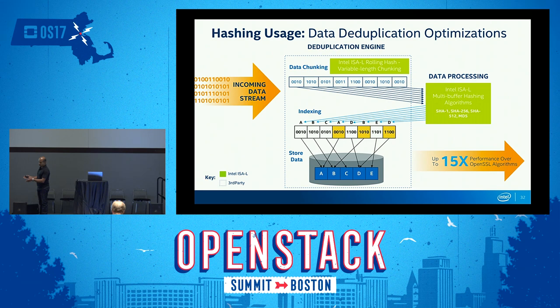To show you how data chunking and vectorization happens among the SIMD registers on a Xeon processor: your incoming stream undergoes this process of variable length chunking. It's a rolling hash where those chunks are processed in parallel in these vector registers, and you can see up to 15x performance for your SHA family of algorithms over OpenSSL.